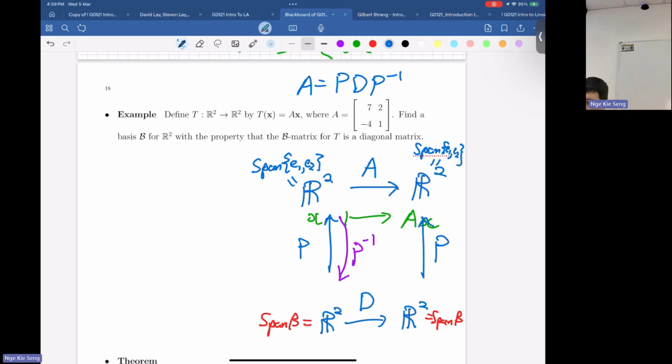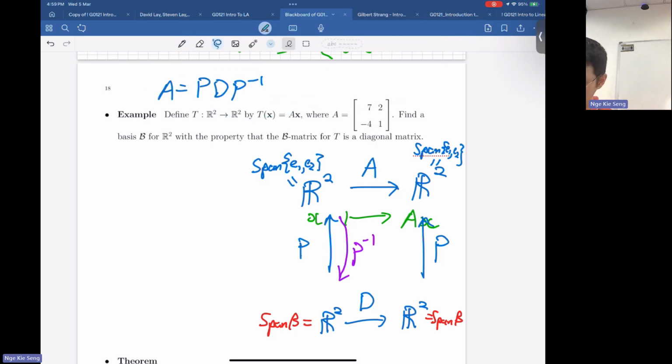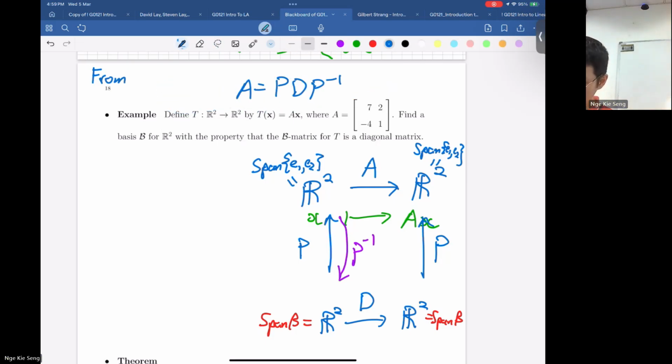Right. So if we use the previous logic, the diagonalization.